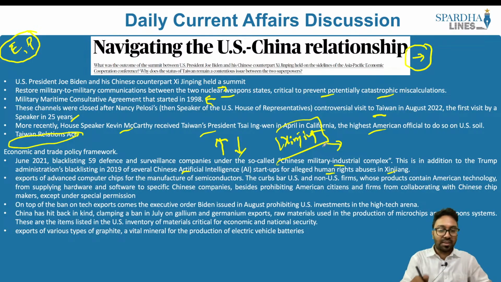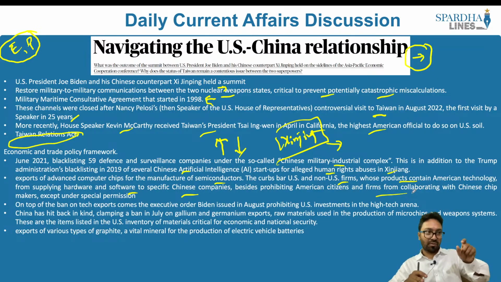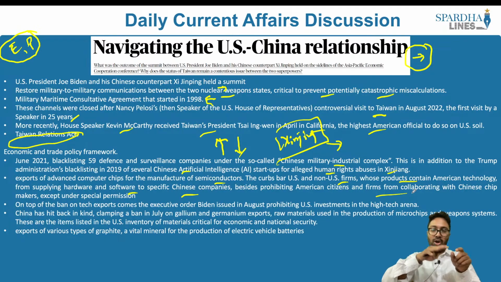That was one thing. Then there were exports of advanced computer chips for the manufacture of semiconductors. The curbs bar US and non-US firms whose products contain American technology from supplying hardware and software to specific Chinese companies, besides prohibiting American citizens and firms from collaborating with Chinese chip makers except under special conditions. So they were not allowed to export the technology or any of the design patterns to the Chinese firm if the original US company is designing that particular project.